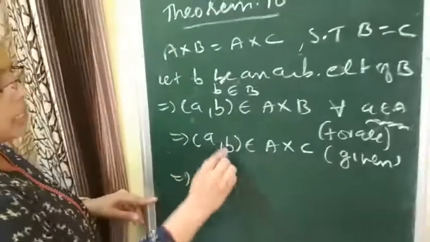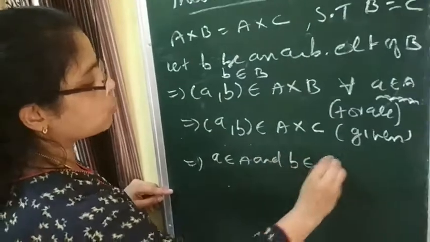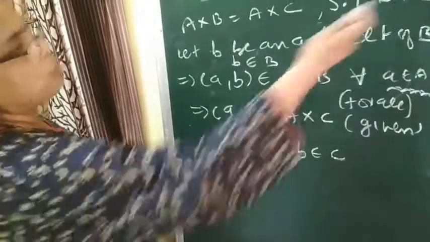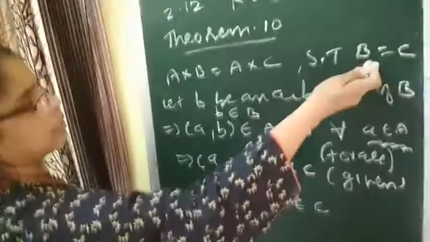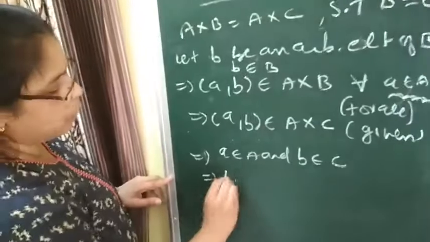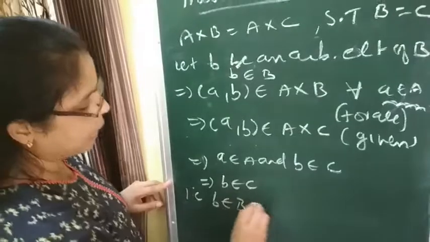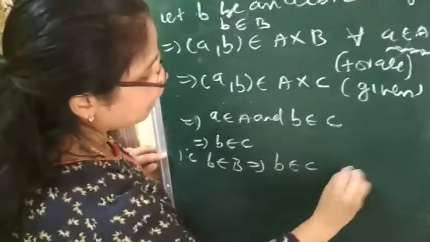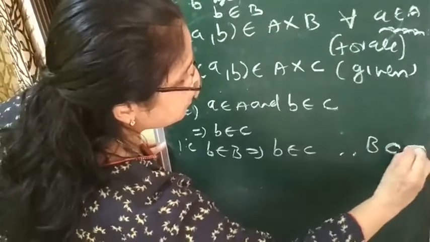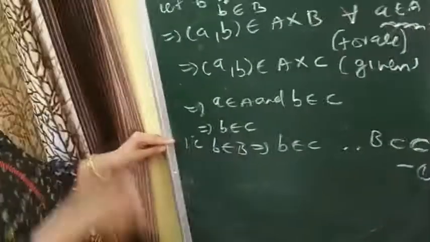That implies if (a, b) belongs to A × C, a belongs to A and b belongs to C. Now we will ignore the element of A because we have to prove B and C. We have to think about B and C. That means this means that b belongs to C. Where did you start from? That is b belongs to B implies b belongs to C. Therefore B is a subset of C. This is equation number 1. Do not confuse this with C; take it lightly. Now B is a subset of C.